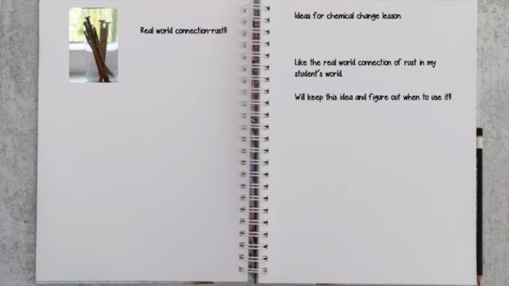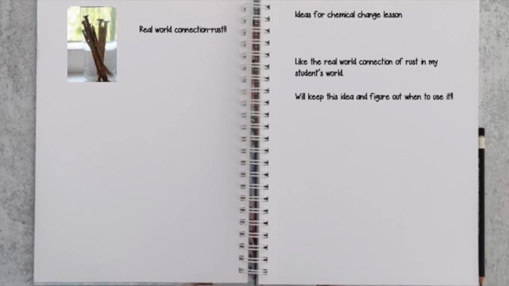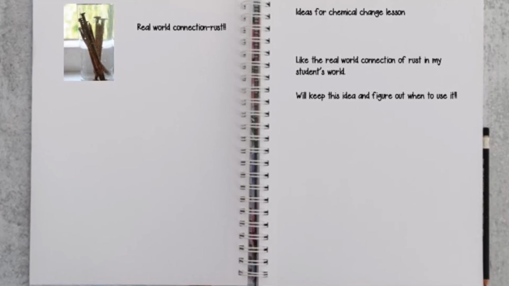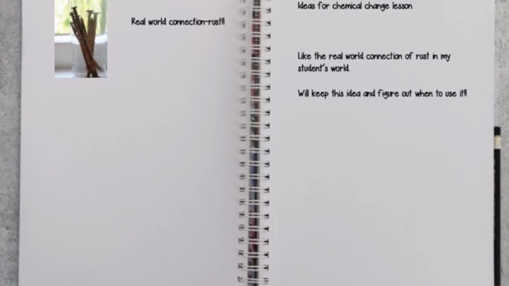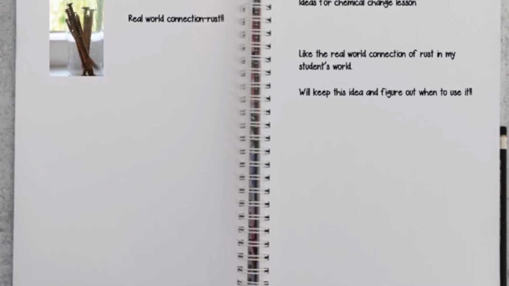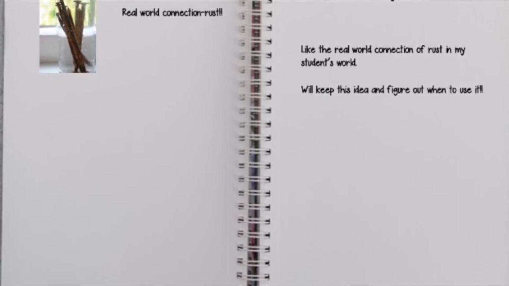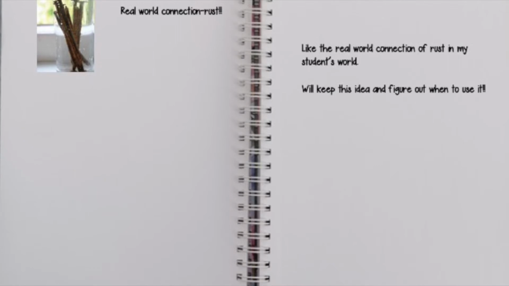So I think I'm going to keep that idea. So I jot that down in my notebook. I like the idea of rust and the real world connection. I also wonder if I could use maybe a nail and a rusty nail and have the kids practice comparing and contrasting. Might be a good activity to have them practice looking at observable features. I think I'm going to keep that as well.